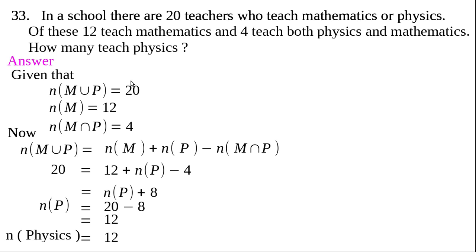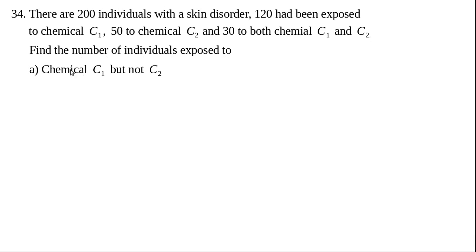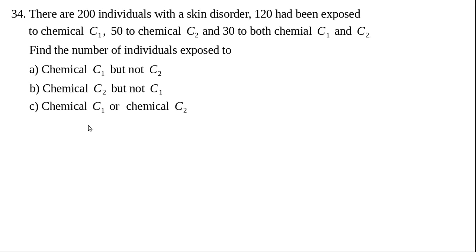You can do this problem using Venn diagram also. That part try yourself. Now, what is question number 34? Let us see. There are 200 individuals with a skin disorder. 120 had been exposed to chemical C1, 50 to chemical C2 and 30 to both chemical C1 and C2. Find number of individuals exposed to: A, chemical C1 but not C2; B, chemical C2 but not C1; C, chemical C1 or chemical C2.